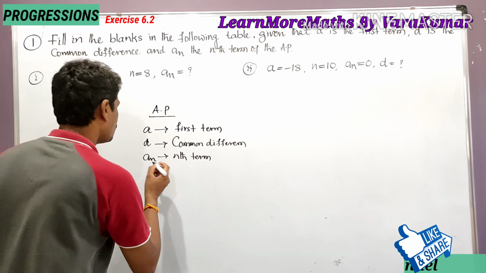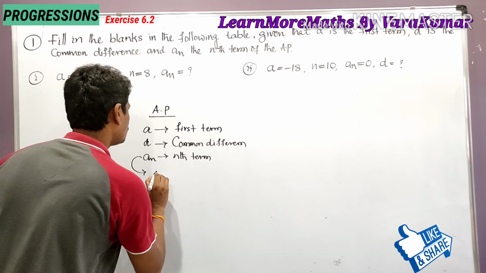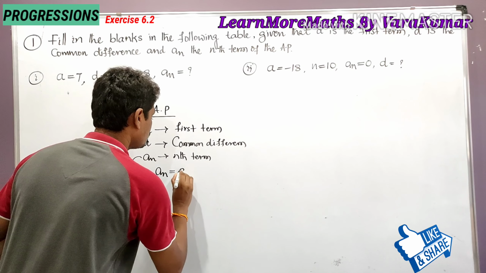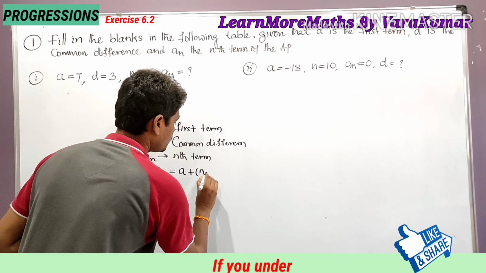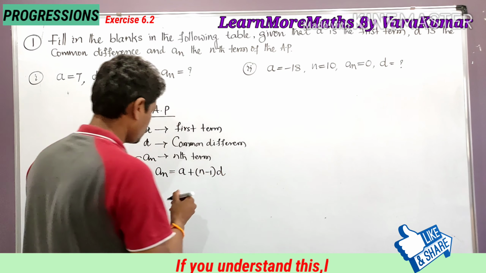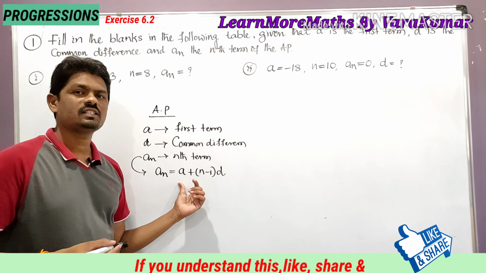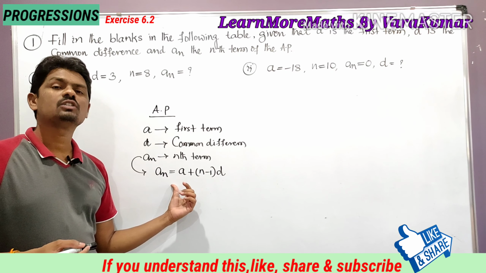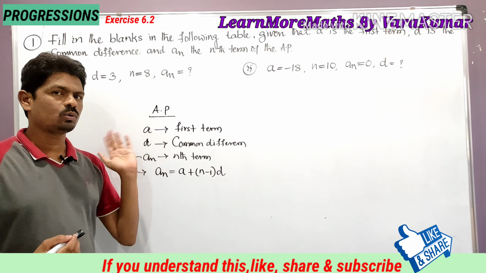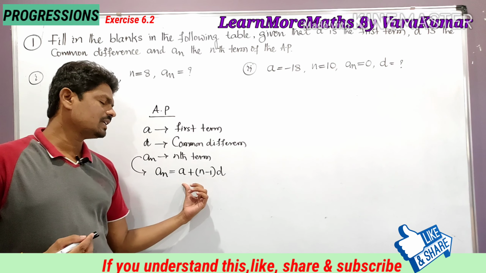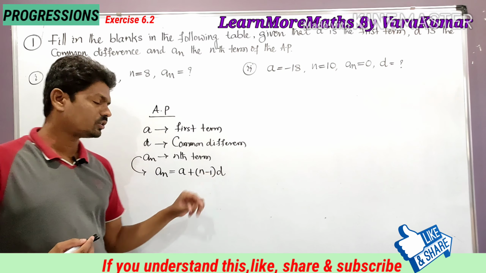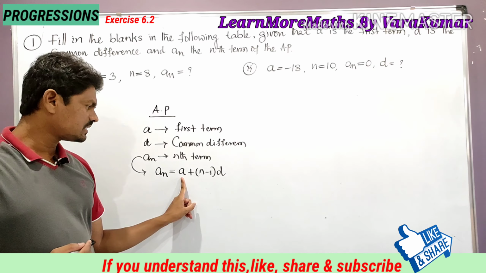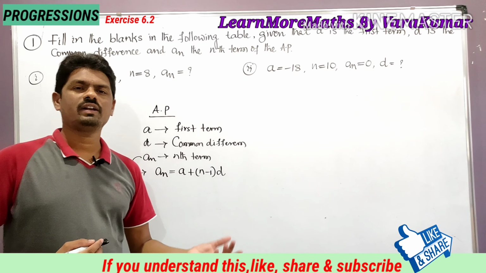So we have AN is equal to A plus N minus 1 into D. This is the formula, student, for the nth term. It is also known as the general term. Sometimes it is also known as the last term. You have to remember all those words. AN is equal to A plus N minus 1 into D. So this is the nth term, A is the first term, and D is the common difference.